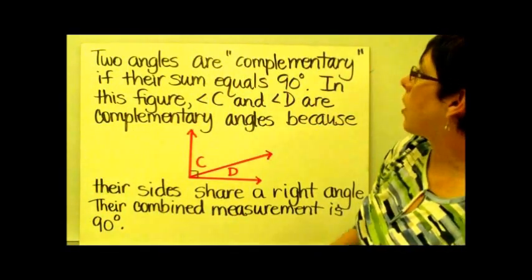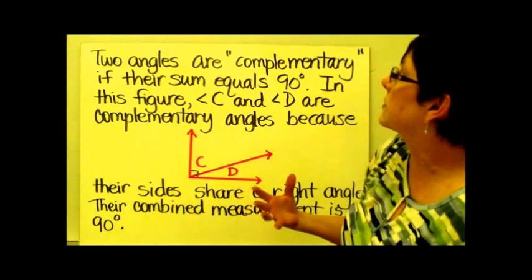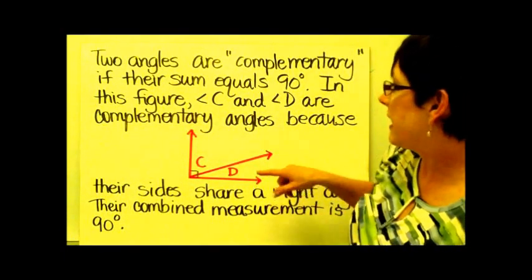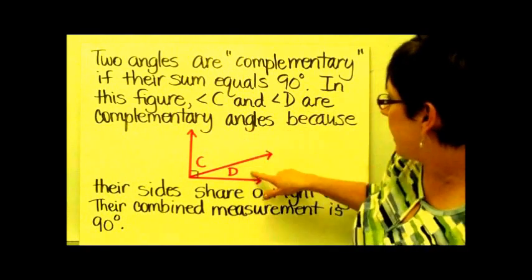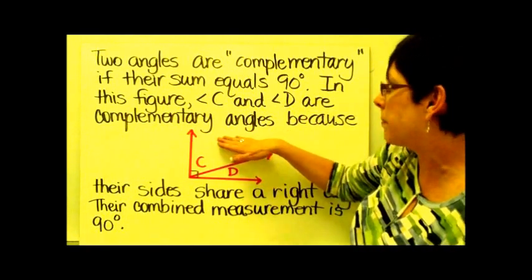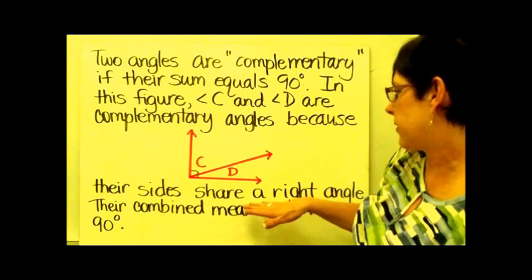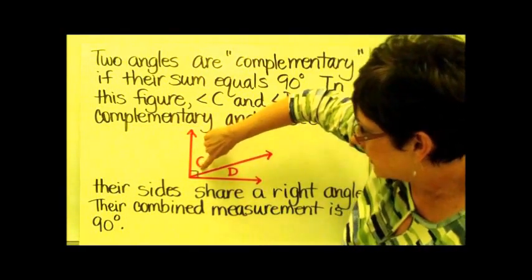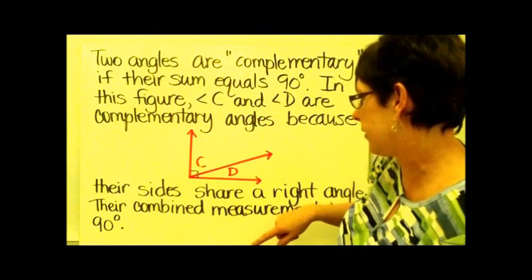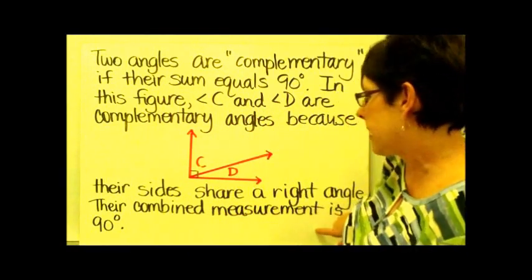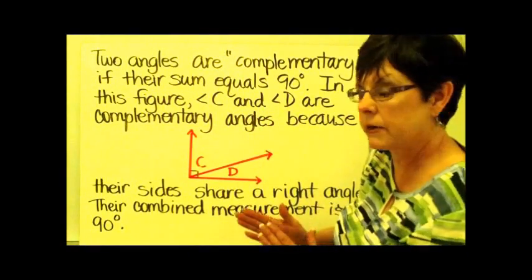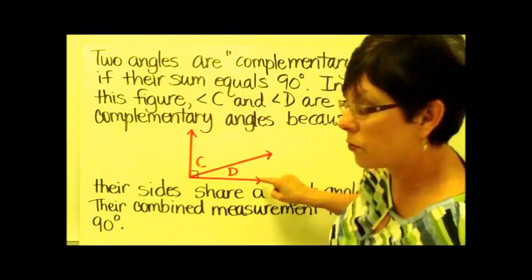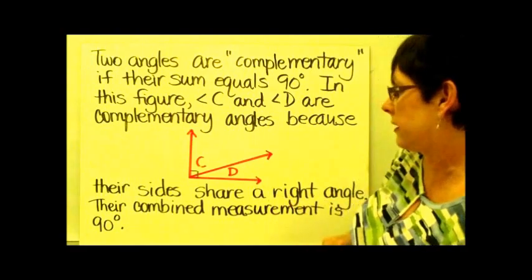Two angles are called complementary angles if their sum equals 90 degrees. In this figure, angle C and angle D are what we call complementary angles because their sides share a right angle. You can see the symbol for the right angle here. Their combined measurement together is 90 degrees. That means this one plus this one would total equal 90 degrees.